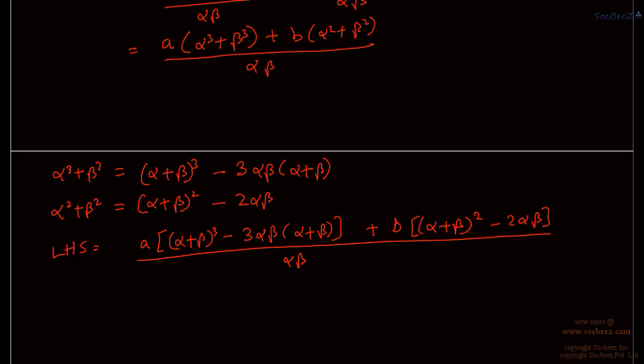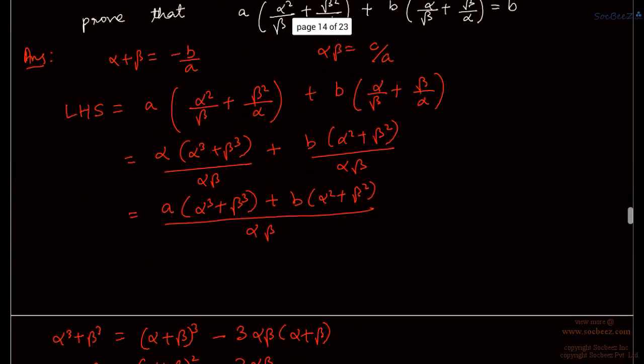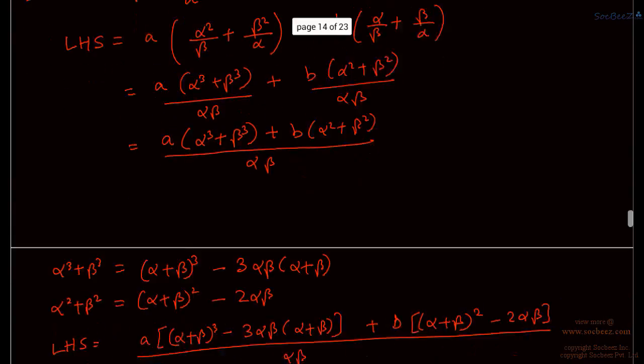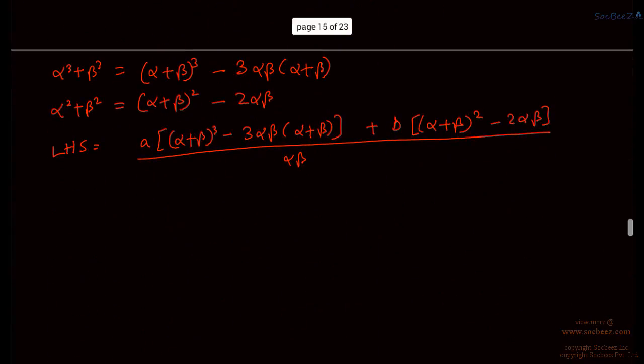Okay. There was a mistake here too. It should be a here. Okay, so alpha plus beta is minus b by a and alpha beta is c by a. Fine. So let's go and substitute all this in our equation here.